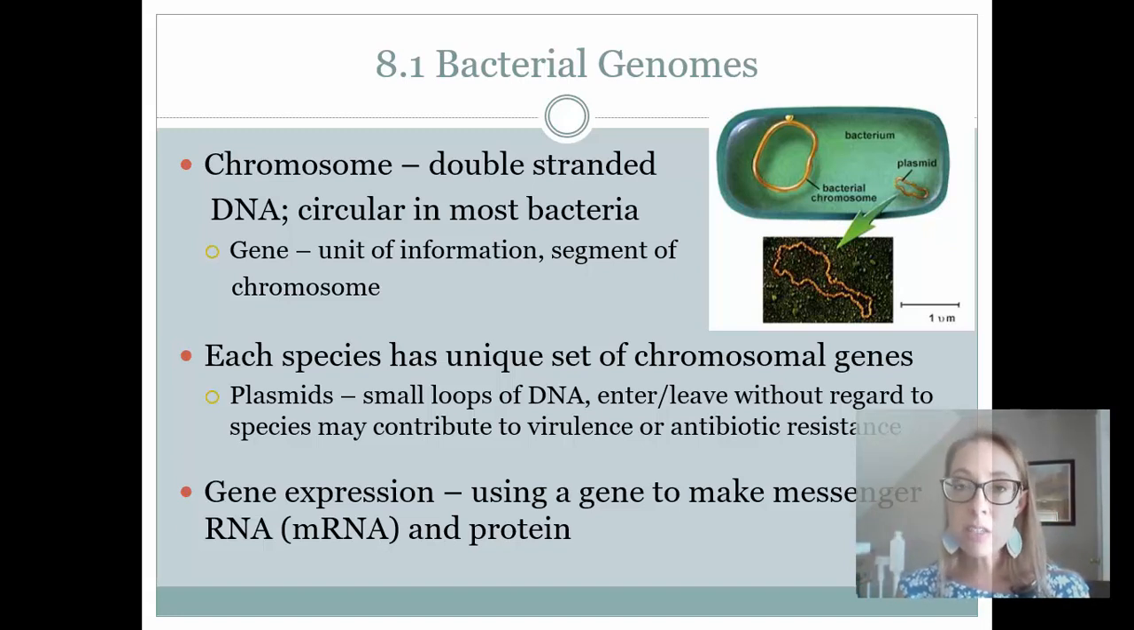Antibiotic resistance genes are oftentimes found on plasmids. These are genes that are beneficial for the bacteria to have and give it an advantage in its environment, but they don't necessarily mean that that particular cell is going to be part of a given species.